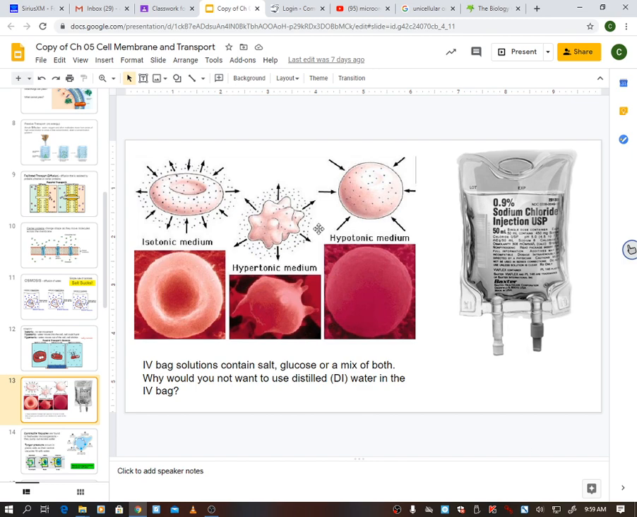And it's going to be hypotonic. Your cells are really going to swell up, which is not good for you. You don't want to be dehydrated, but you also don't want them to swell up like that. So that's why you would not want to use distilled water in an IV bag.